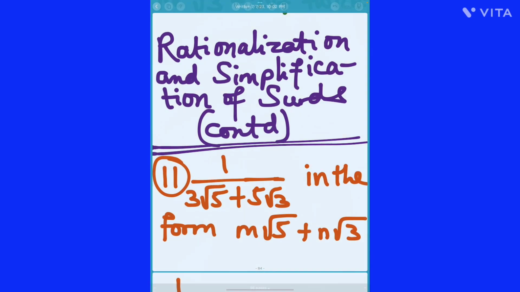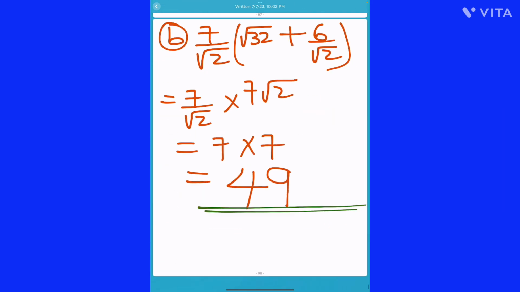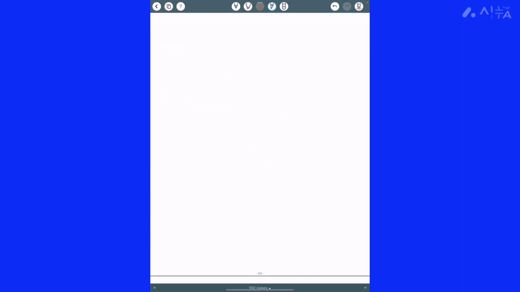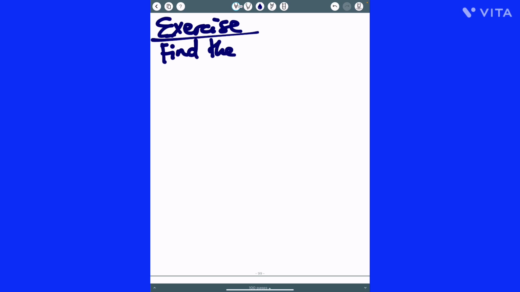So let me give a class exercise on that. We are going to form the questions together. Exercise. Find the square root.